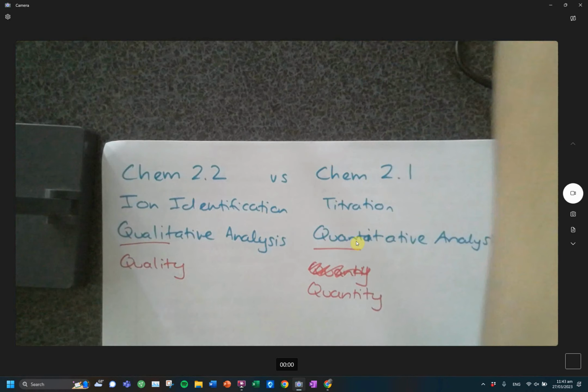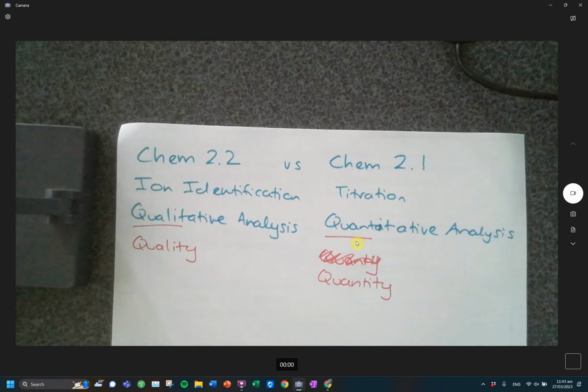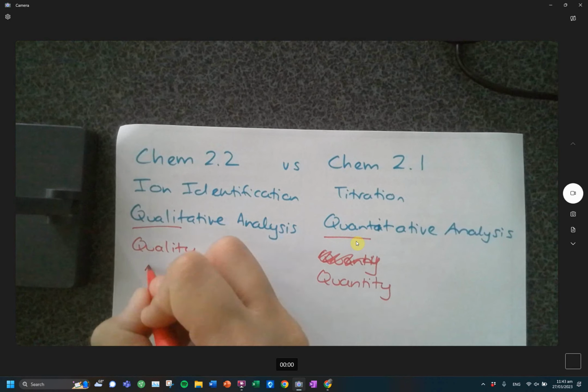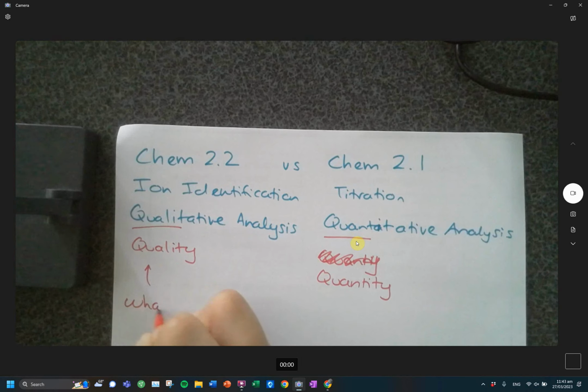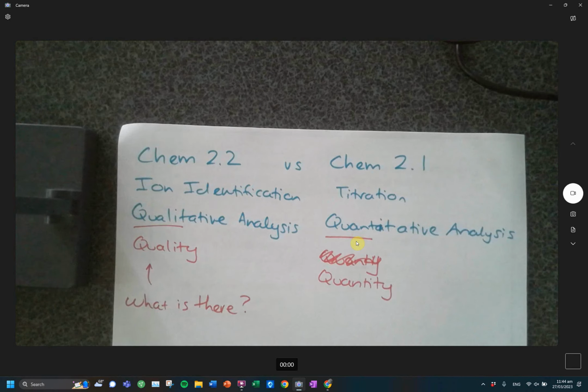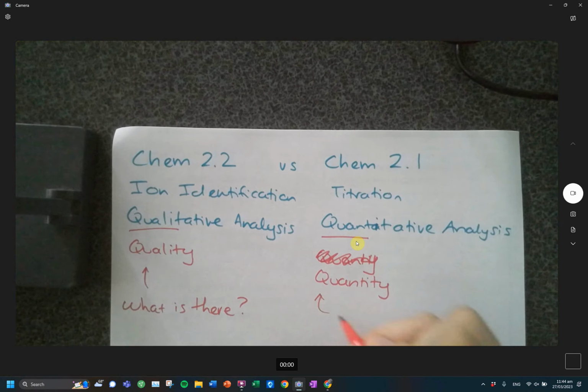So first off, qualitative analysis. What were we trying to do? Identify. We're trying to figure out what is there. Quantity, what is that referring to? Amount. So like if you go to the store and you're like, I want you guys to pick up carrots, and then you're like, how many? That's what we're talking about. So quantity is talking about how much.